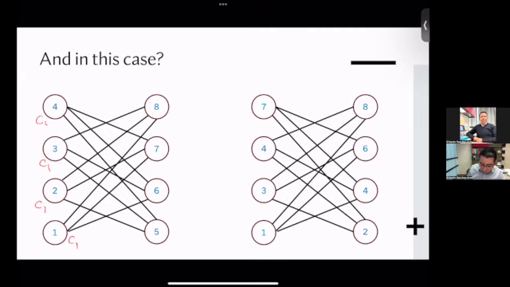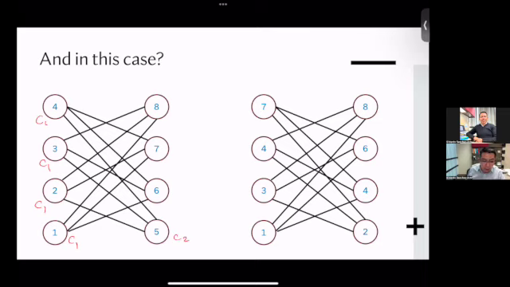And I can try to use C1, but node 5 is connected with node 2, with node 3, and with node 4, all of which have color 1. So I cannot use color 1. I will have to use color 2.